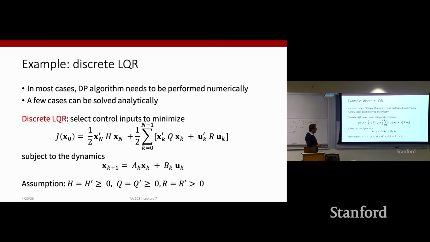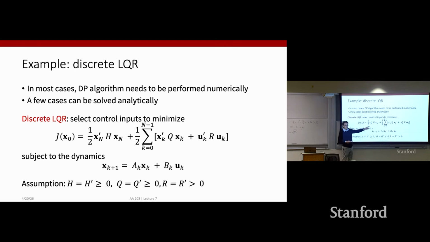So the LQR problem is a specific class of discrete-time optimal control problem defined as follows. Our dynamics are linear, so x_{k+1} is equal to A x_k plus B u_k. X is the state, U is the control. A is a given matrix of numbers. B is also a given matrix. Does not depend on the state, does not depend on control. This is referred to as the state matrix. This is the input matrix.